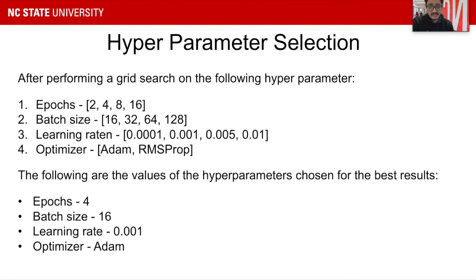The next is the hyperparameter tuning for cross encoders. We did a lot of hyperparameter tuning, so we tried different epochs, batch sizes, learning rates, and different optimizers. After a grid search on these hyperparameters, we found that 4 epochs and a batch size of 16 with a learning rate of 0.001 and Adam optimizer works best for our case.